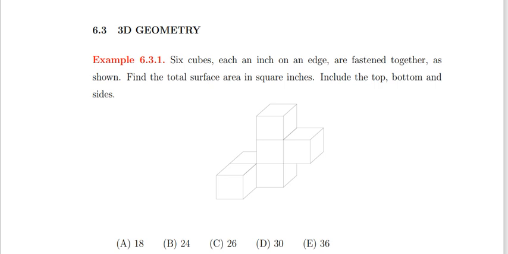Okay, so now let's consider some 3D geometry. Let's consider this problem. We have 6 cubes, each an inch on each side, so each cube is 1 by 1 by 1. They are put together just like that, fastened together like this.